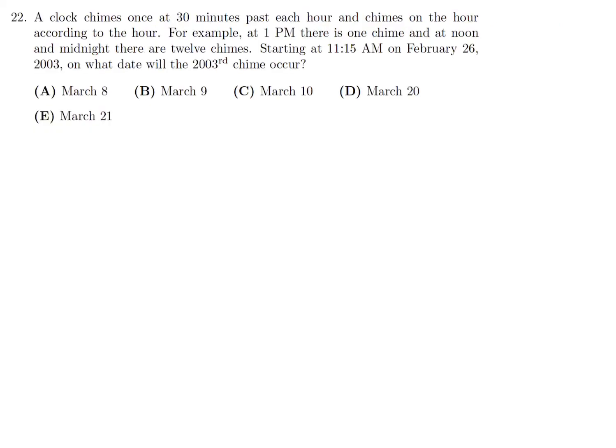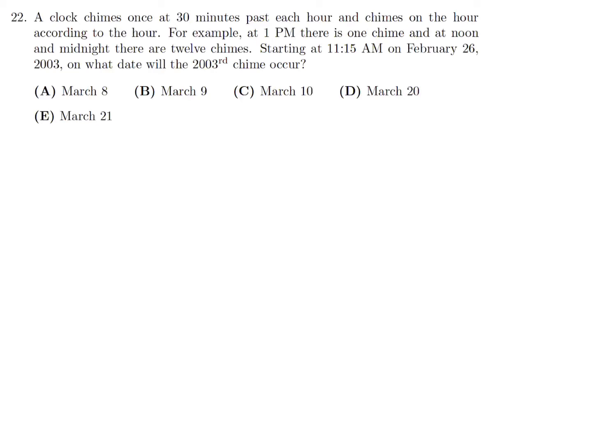A clock chimes once at 30 minutes past each hour and chimes on the hour according to the hour. For example, at 1 p.m. there's 1 chime, and at noon and midnight there are 12 chimes. Starting at 11:15 on February 26, 2003, on what date will the 2003rd chime occur?